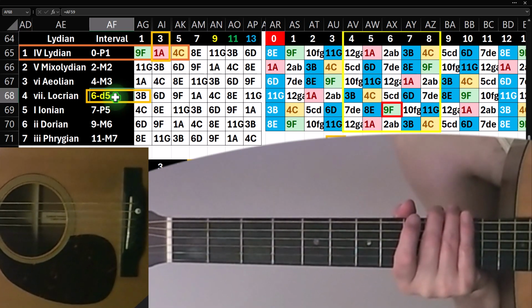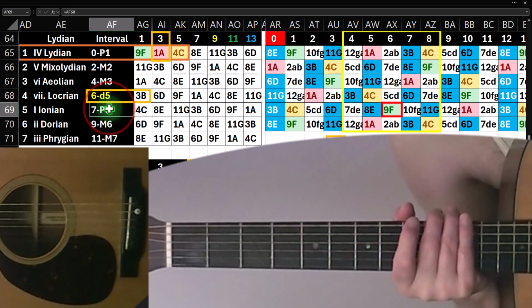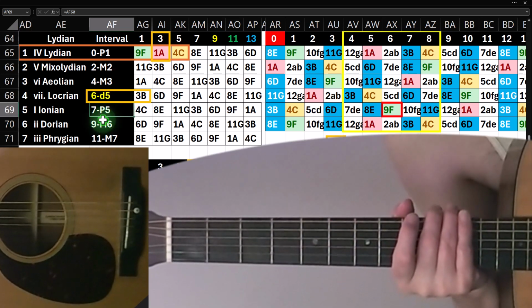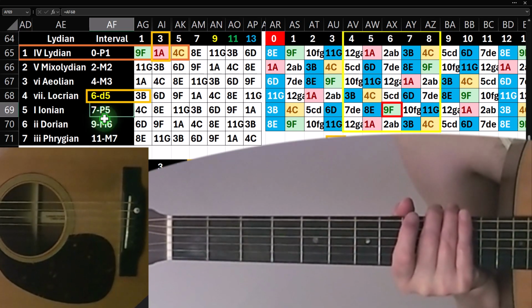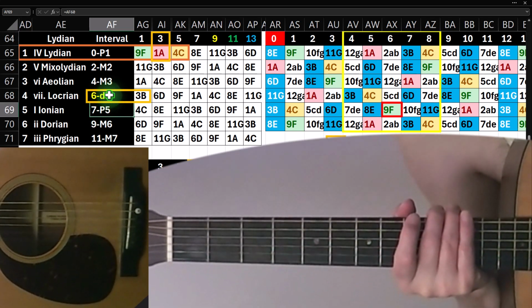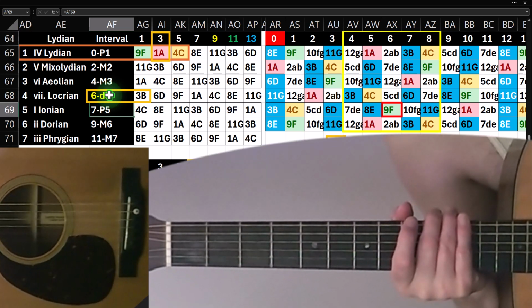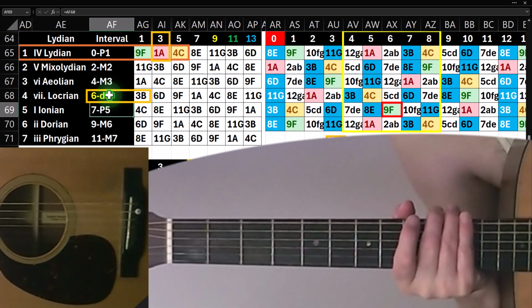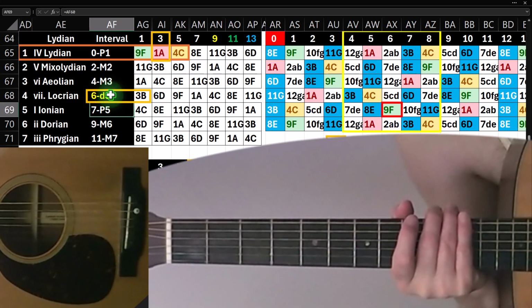Diminished means we just backed it down 1. So if it was a 5th, it would be 7 notes away, perfect 5th. But if I flatten it, 6 notes away, diminished 5th. If it was a 4th, then it would typically be a 5 notes away, perfect 4th. If I push it up 1, I get to 6, which would be an augmented 4th.